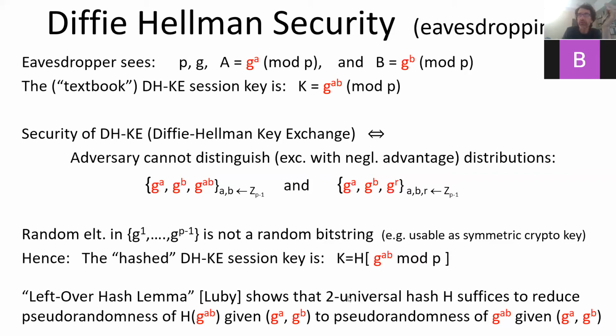What does 2-universal mean again? It's actually information-theoretic. A 2-universal hash has the following property. On any two message inputs x1, x2 in the argument space, the probability that the hash h hashes them to the same string, where the probability goes over the choice of the hash key, is 1 over the size of the space.